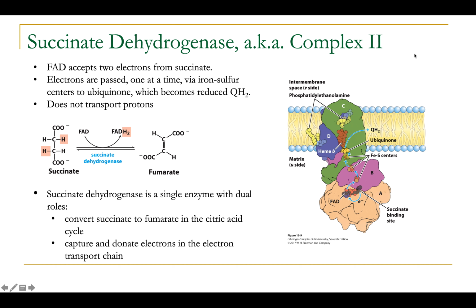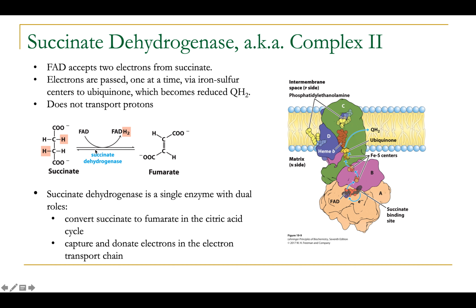Another entry point of electrons into the respiratory chain is complex 2. Complex 2 is also known as succinate dehydrogenase, and as such it performs a dual function, being an electron acceptor for the electron transport chain and the enzyme performing one of the stages of the chemical reactions within the citric acid cycle, oxidizing succinate to fumarate.